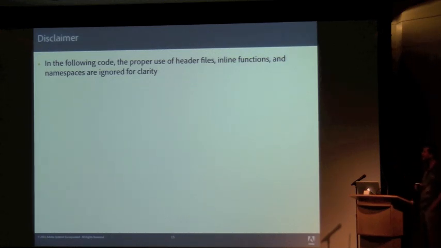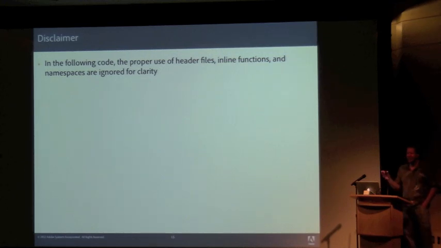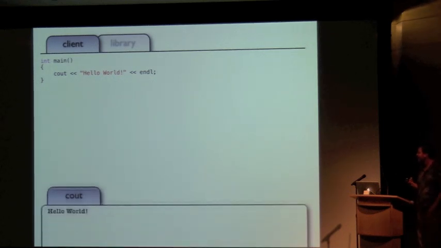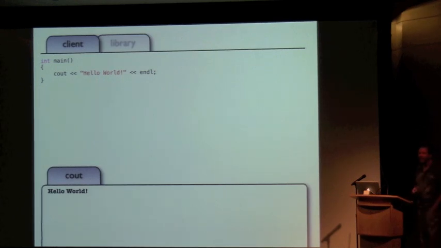As have most people in this talk, I'm ignoring the properties of header files, inline functions, and namespaces for clarity. We're just putting out the essence of the code here. Okay, so hello world in C++ looks like this. This is an introduction to my little virtual machine that I have on my slide deck here. If we can execute that, we get hello world.